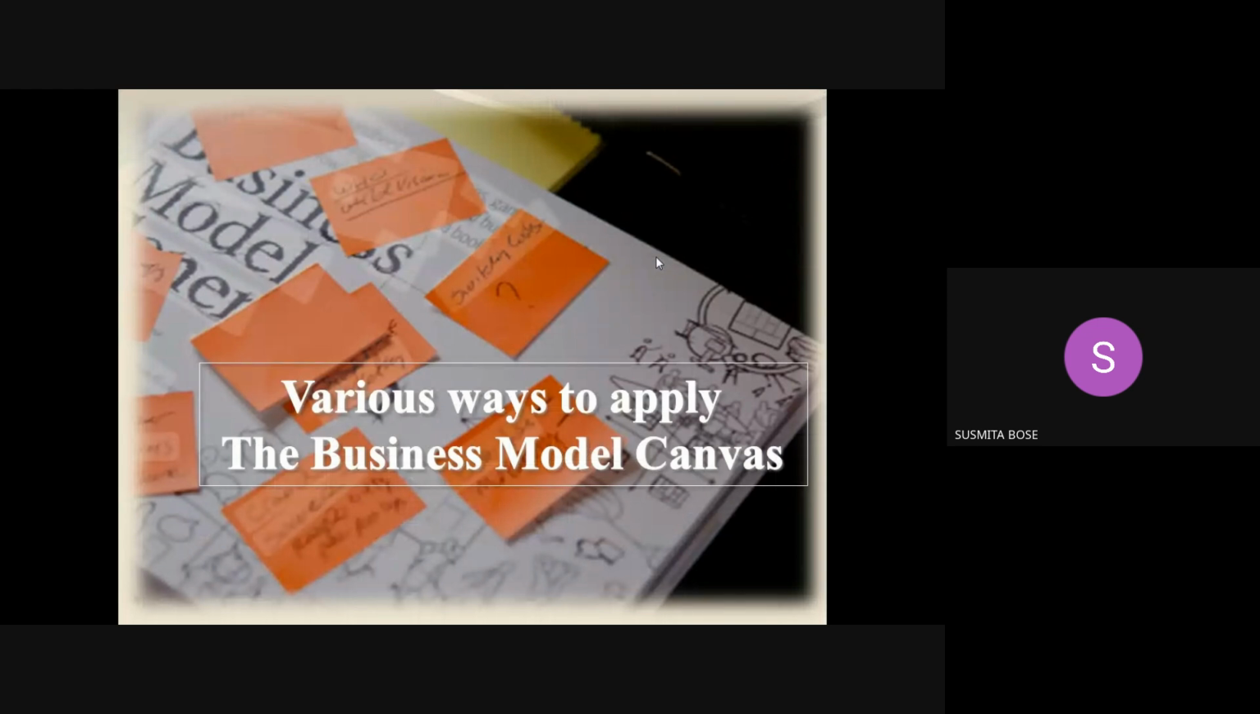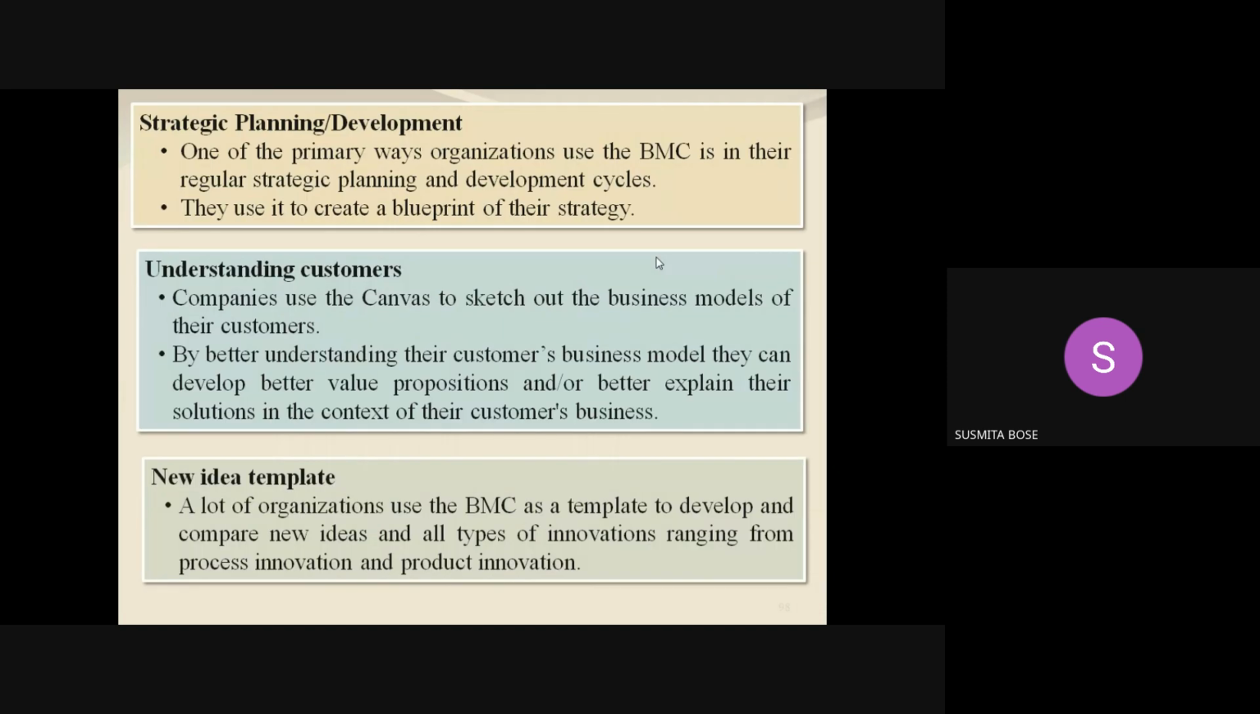Various ways to apply the business model canvas. One of the primary ways organizations use BMC is in their regular strategic planning and development cycles. It is used to create a blueprint of their strategy. To understand the customers, companies use the canvas to sketch out the business models of their customers. By better understanding their customers' business model, they can develop better value propositions and better explain their solutions in the context of their customers' business.